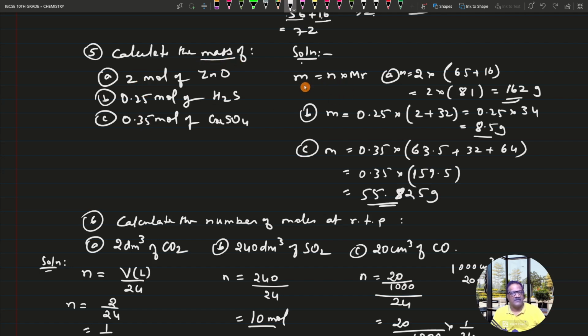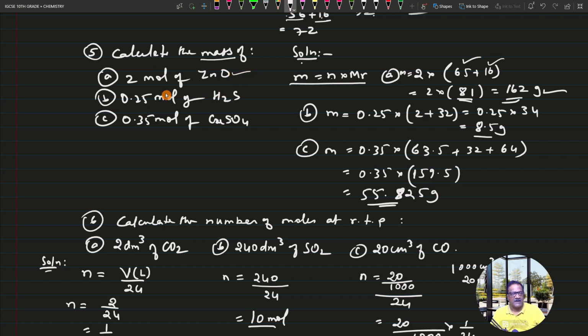So again the formula will be M equals N multiplied by Mr. So N is how much? 2, multiplied by Mr of zinc oxide. ZnO, right? So it will be, not 162, 65 for zinc and 16 for oxygen. 65 plus 16 works out to 81, and 2 times 81 is 162 gram. So the answer for this is 162 gram.